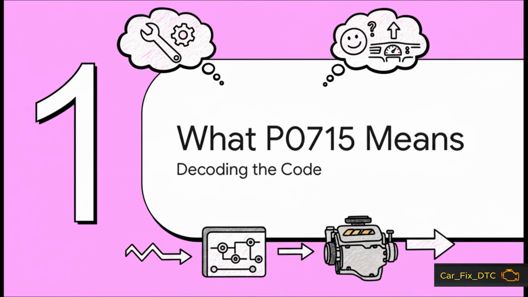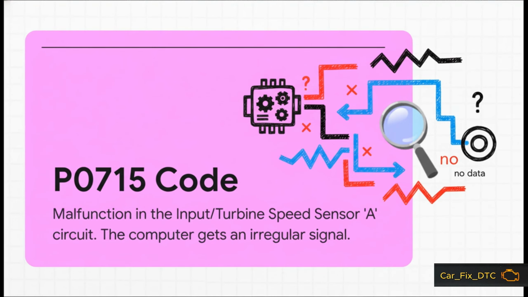Okay, first things first. We need to translate this code from car language into plain English. What is your vehicle actually trying to say here? The real key phrase here is malfunction in the circuit. This tells us everything. At its heart, this code means there's a communication breakdown. Your car's computer, the brains of the operation, often called the PCM or TCM, is trying to talk to a really important sensor, but it's getting bad info, or maybe no info at all.